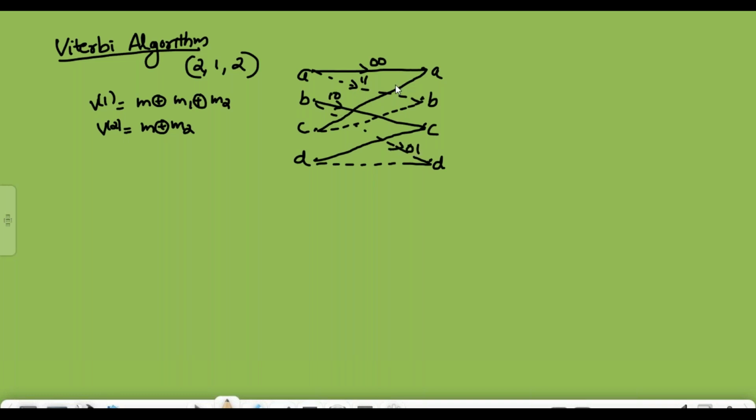From C to A it is 1 1. C to B it is 0 0, and D to C it is 0 1. D to D, the output bits are 1 0. That is, this 1 0 means when the state is D and the input bit is 1, the next state will be D, and the two output bits are 1 0. And we can decode a particular sequence of message.